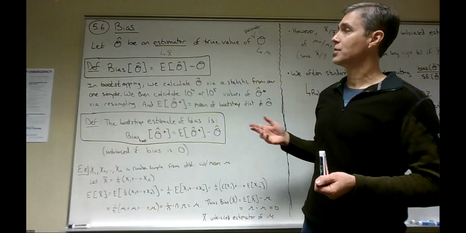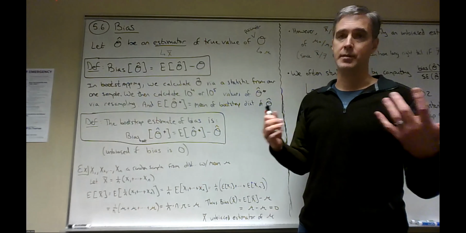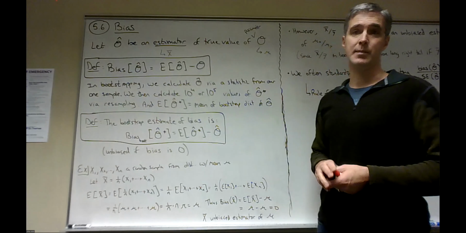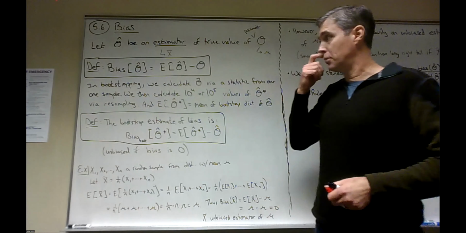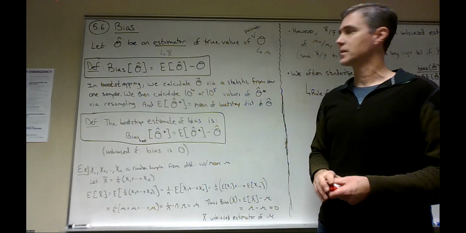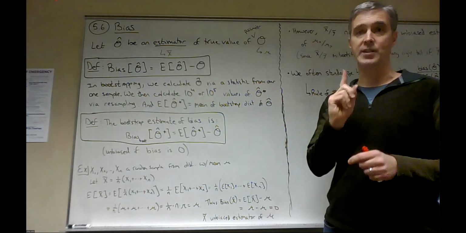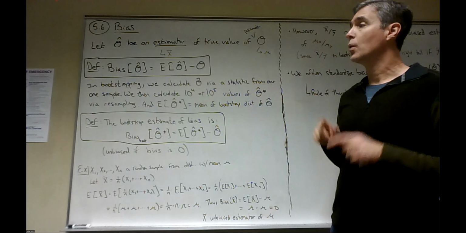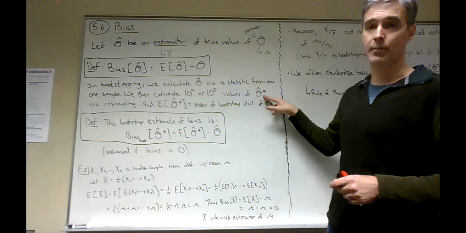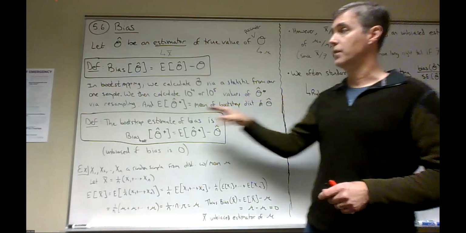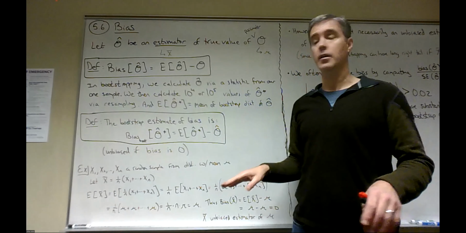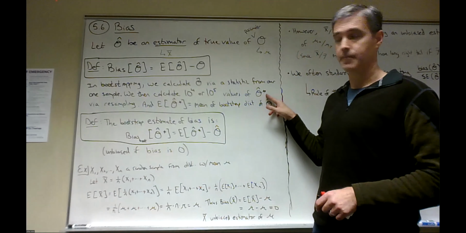All right, well, oftentimes we don't know the true population parameter, its mean, its correlation coefficient, whatever it is. So we have to try and estimate what this bias is. Let's look at it in bootstrapping. In bootstrapping, we calculate our theta hat, our estimator, via a statistic from the one sample we've been given, okay? We then calculate 10 to the fourth or 10 to the fifth values of theta hat, which I'm going to call theta hat stars, via resampling with replacement. And I create my sampling distribution via those theta hat stars, okay?